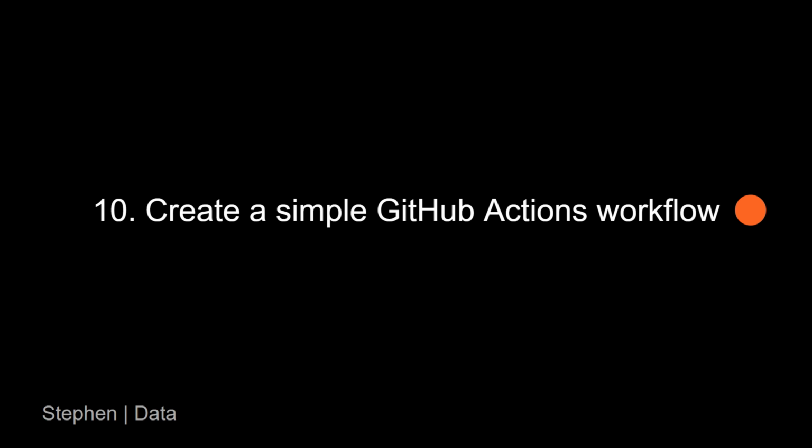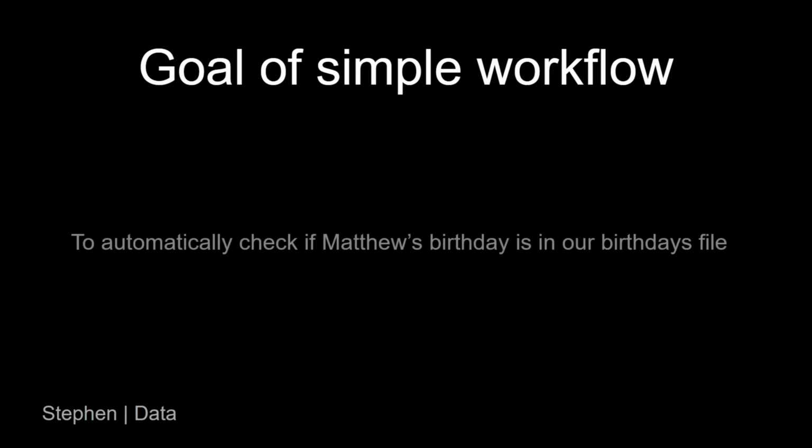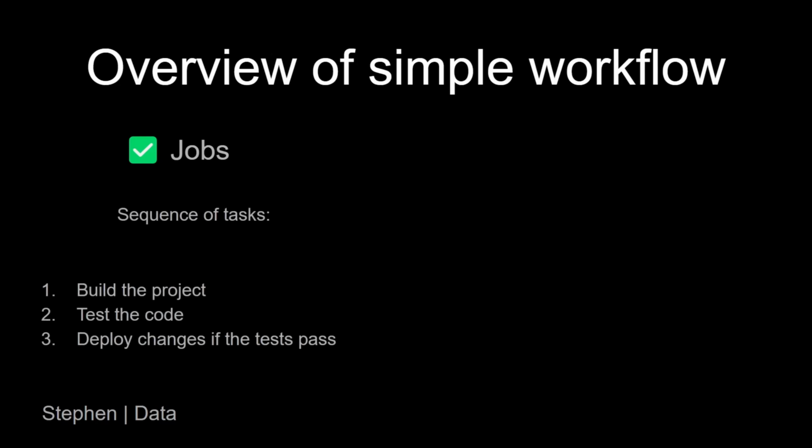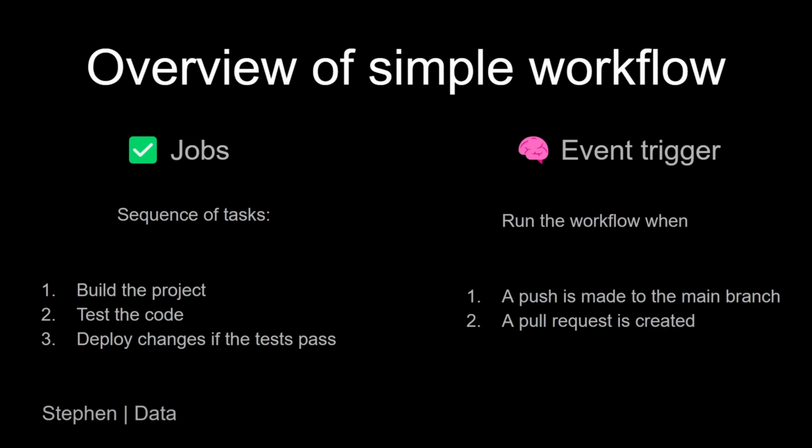In this lesson, we're going to create a basic GitHub Actions workflow. So we're going to have a file that contains the birthdays of our friends. So what this workflow will do is check if our friend Matthew's birthday is included in it. But we want this test to be automated because we have better things to do with our time. So we want GitHub Actions to build the environment and download the libraries we need, test the script to confirm that the birthday was added correctly, and deploy the changes by committing the updated file to the main branch. And this should only run when we push changes into the main branch or someone raises a PR.